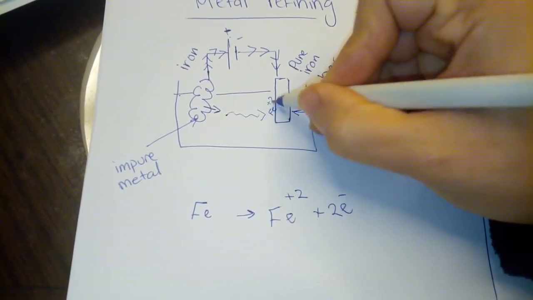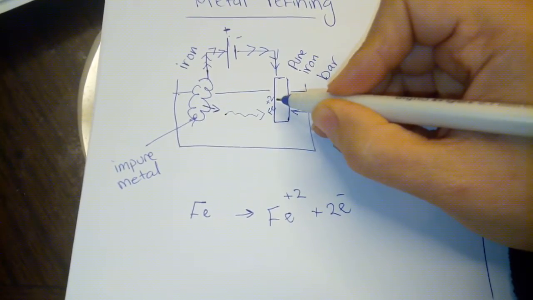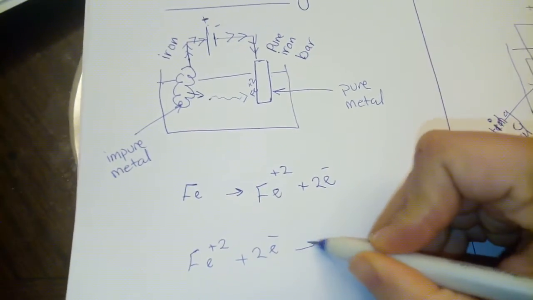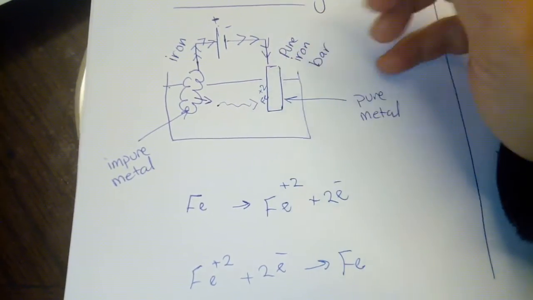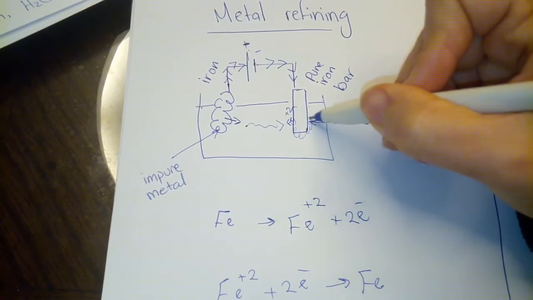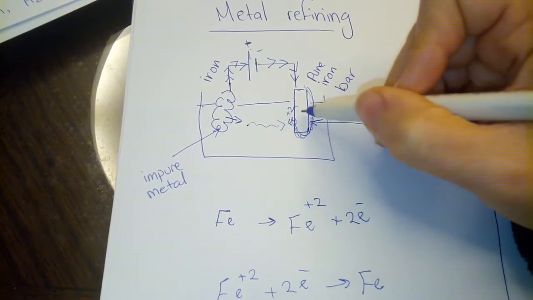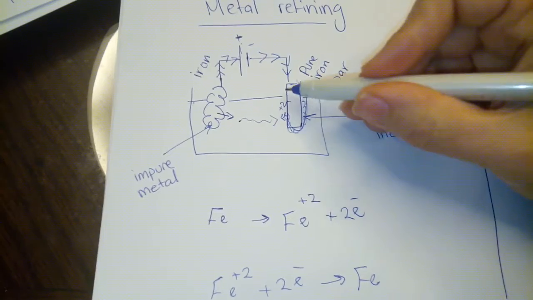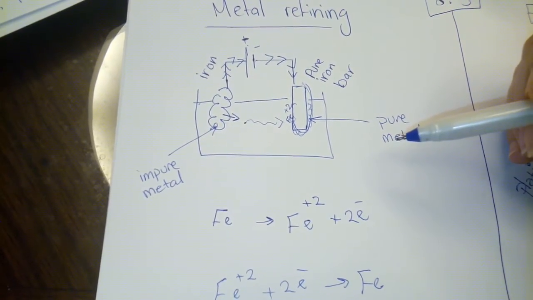On the cathode, the Fe2+ ions will what? They will accept or gain those electrons in order to be reduced. So Fe2+ will accept the 2 electrons in order to be reduced on that bar. So after doing that refining, at the end I will see what? Deposition, or an increase in the size of that bar, because the ions are reduced and deposited, going to settle down on that bar after going through reduction.